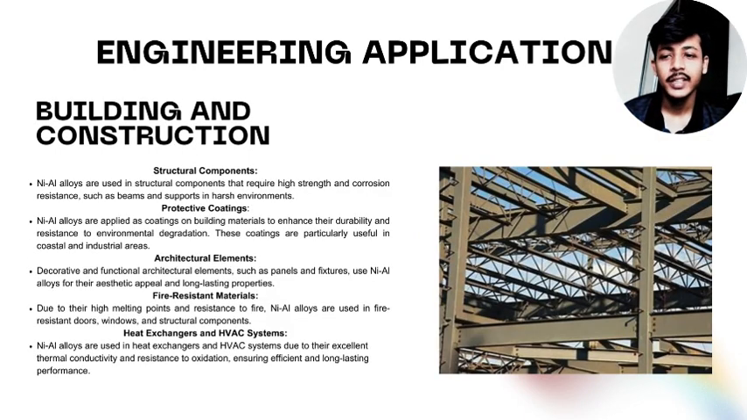Similarly to the electrical industry, there are many uses of nickel aluminum alloy in building and construction. We can use nickel aluminum alloy as the structural component of a building or construction since it provides strong and corrosion resistant beams and supports. Also, we can use it in protective coatings, enhancing durability in coastal and industrial settings. In many architectural elements like aesthetic panels or fixtures, we use nickel aluminum alloy for its long-lasting properties.